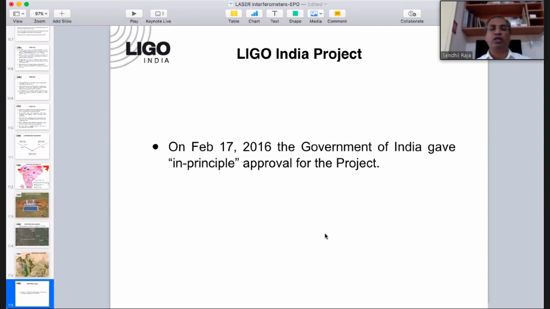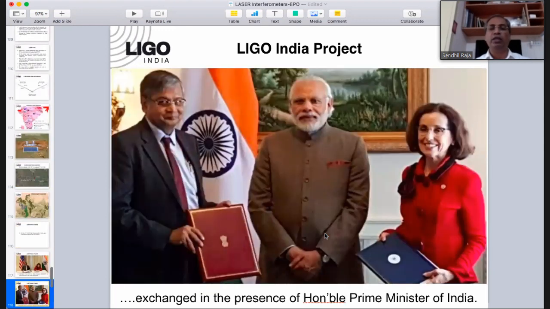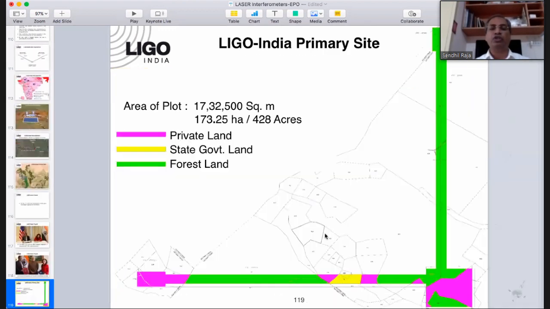And parallelly, once the primary site was shortlisted, the Government of India gave the in-principle approval for the project to go ahead, and a formal MOU between DAE, DST, and NSF was signed in the presence of the esteemed Prime Minister of India and the US, and the acquisition of the land was initiated. The land for the primary site for LIGO-India has been acquired. It's something like 175 hectares.